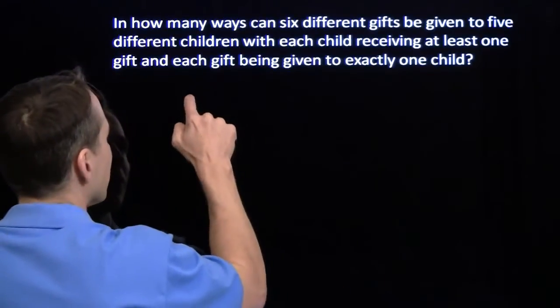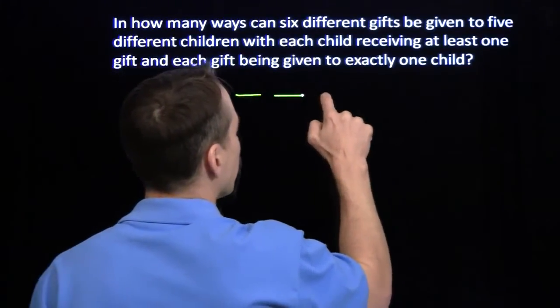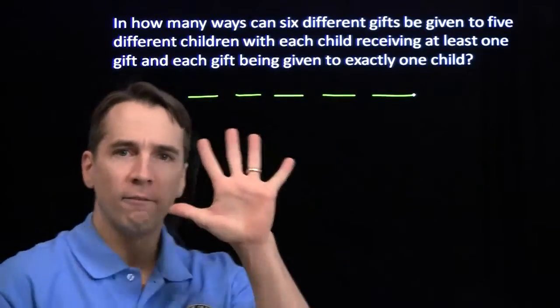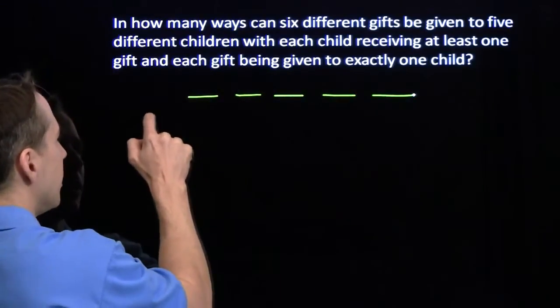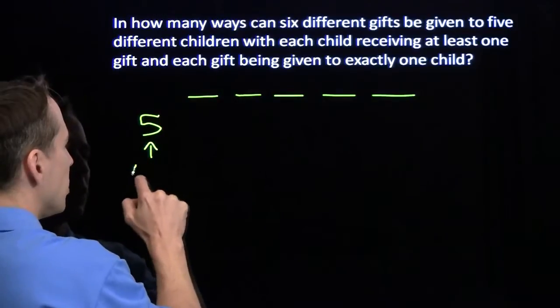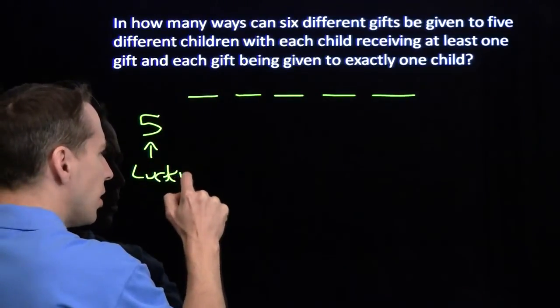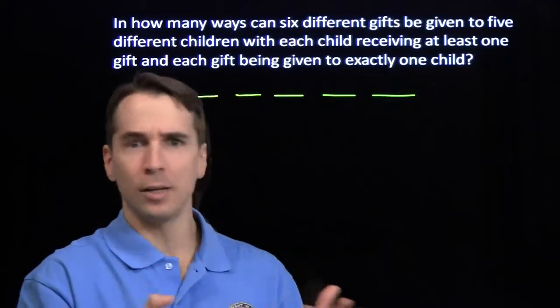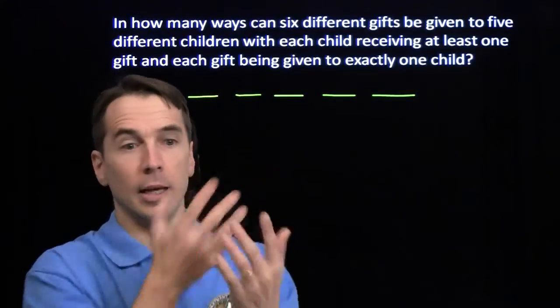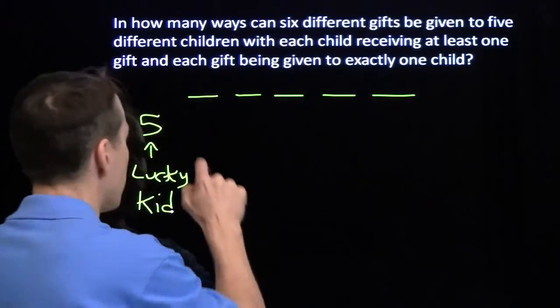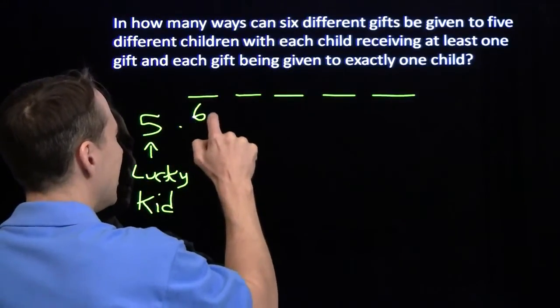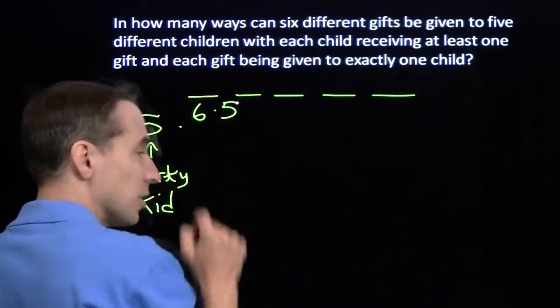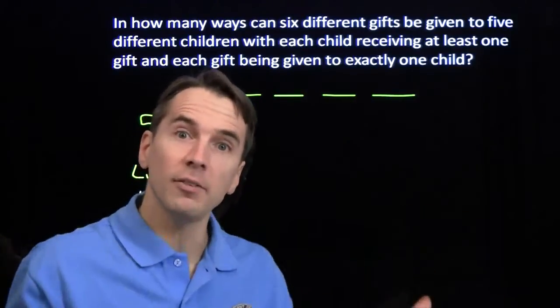So I'm going to look out at those 5 kids. 1, 2, 3, 4, 5. And I've got 5 choices for who the lucky kid is. So I have 5 choices for the lucky kid. Now, once I've chosen the lucky kid, then I have to decide which 2 gifts to give the lucky kid. Now I've got 6 gifts. So I have 6 choices for the first gift, and then 5 choices for the second gift, because once I've given the lucky kid the first gift, there are 5 left.